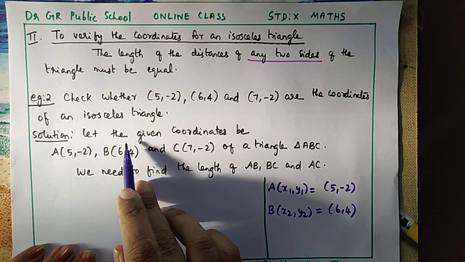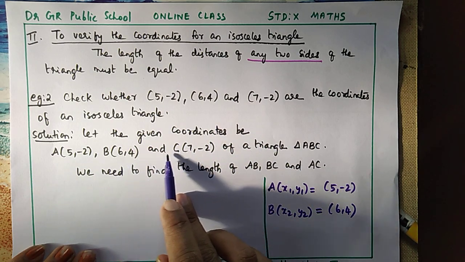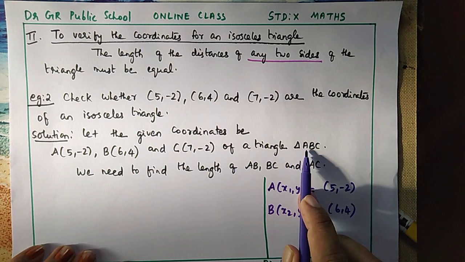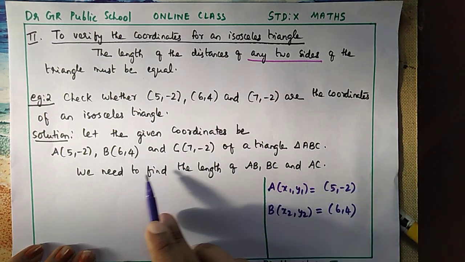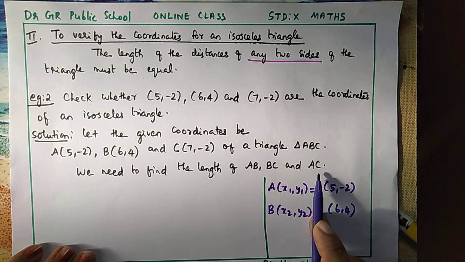First you need to take the given coordinates. Here I have taken A, B and C for a triangle ABC. So we need to find the distances AB, BC and AC. Okay.